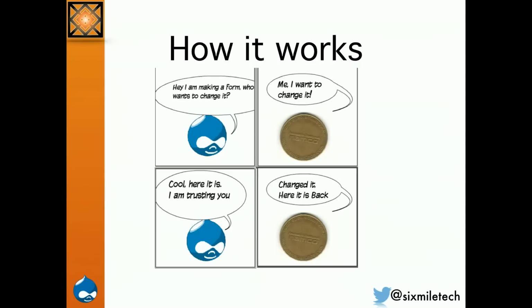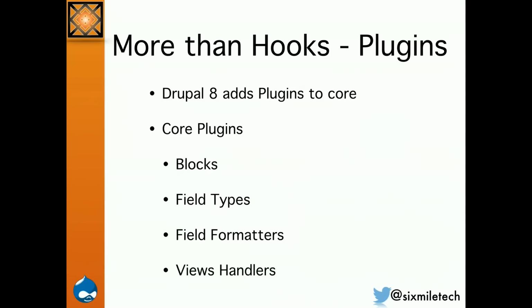So this is old school how Drupal 7 works. Drupal core adds the concept of plugins. So basically a lot of things that you used to do, hook block info, field formatter info, view handlers, that's all done with plugins now. And what's nice, how many people ever used these particular field formatter hooks in Drupal 7?